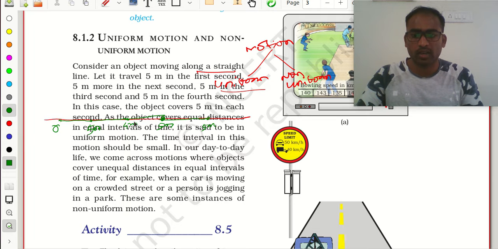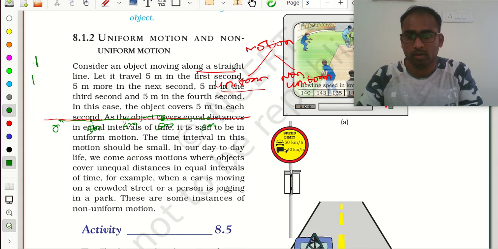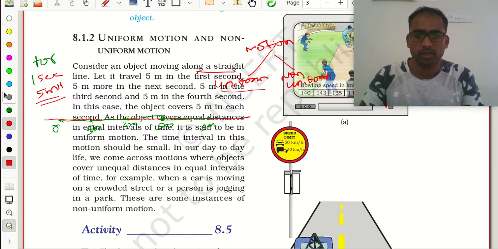It means the time intervals are the same with equal distances, even when the interval is very small. In 1 second it is 5 meters, and in the next second it is also 5 meters. Per each second, how much is its movement? 5 meters. So here we can say this is a uniform motion.